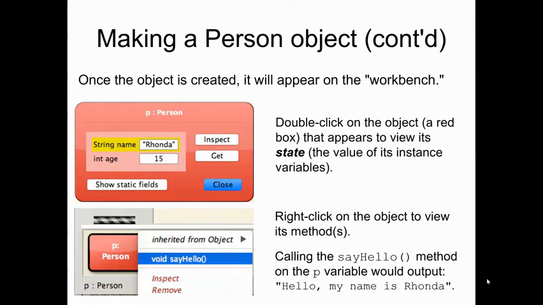Once the object is created, it will appear on the workbench, which is right here. Double-click on the object that appears to view its state. And this red box will pop up, and the value of its instance variables are shown. Its string name is Rhonda, and its int age is 15. Right-click on the object to view its methods. So right mouse clicking will pop up this context menu, and you can see any methods right here that you can call. So calling the say hello method on the P variable would output hello, my name is Rhonda.